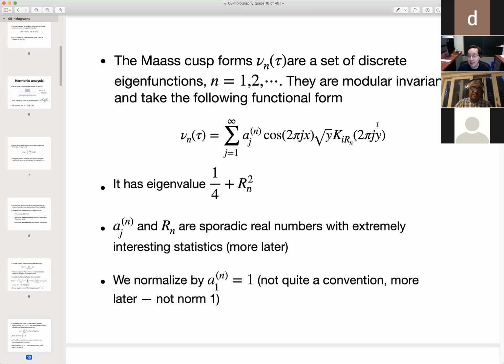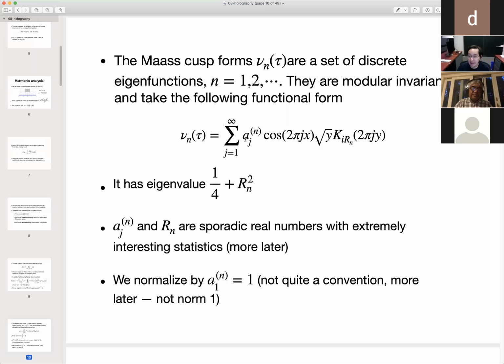And so to complete it in a modular invariant way is much more challenging. And it turns out that in order to complete this in a modular invariant way, these coefficients, a_j sub n, are going to be some transcendental real numbers. There's going to be no rhyme or reason to them. And I'm going to say a little bit more about these later.